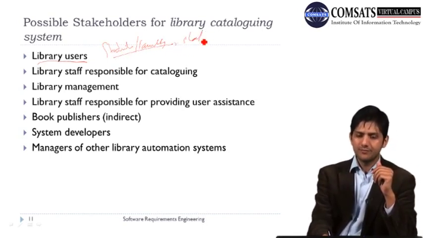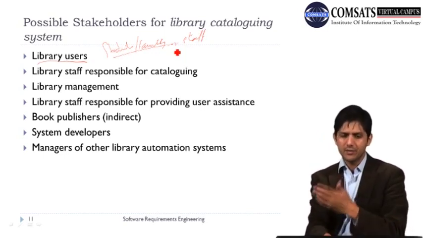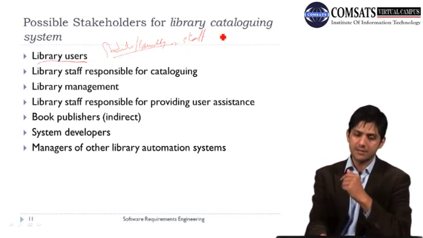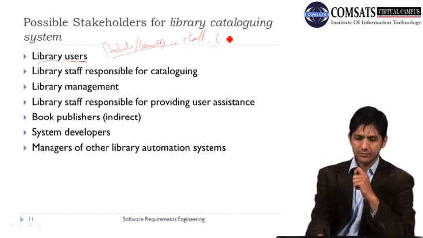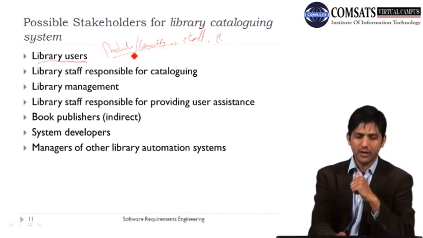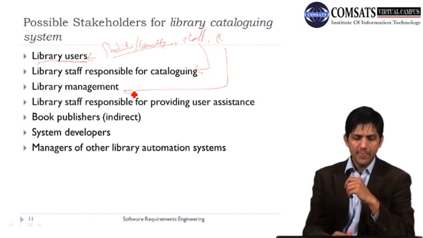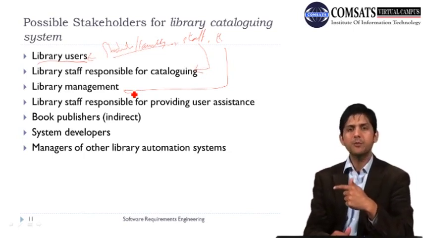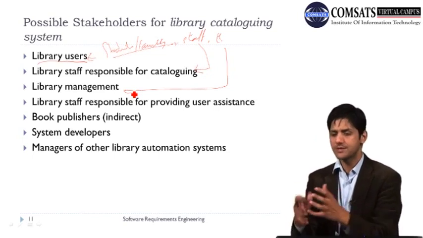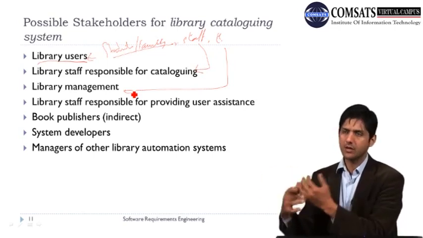Then there would be library staff, who is going to actually use this system. For example, who is going to issue a book, and who is going to take a book back, so that's another category, library staff. Then maybe the librarian, and the library staff who is responsible for cataloging. So the first one is student and faculty. Then you have this staff. Then you have library management, which is maybe the librarian or any senior person who is actually looking after the overall operations. And then you have some library staff responsible for providing user assistance. For example, if you have problems in searching for a kind of book, you might have people who would basically help you out in searching a book and figuring out where the book is.